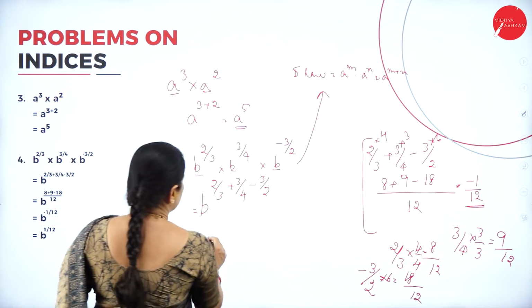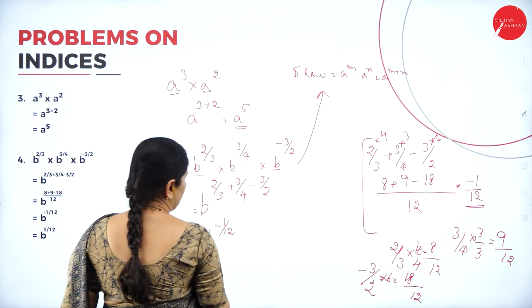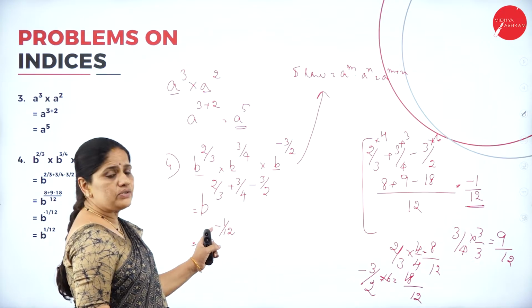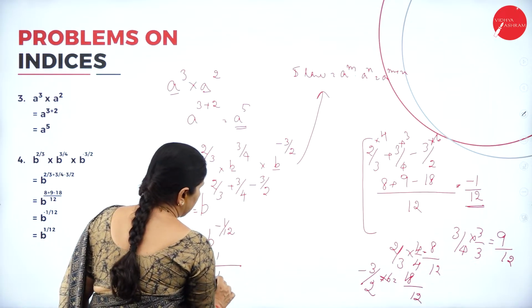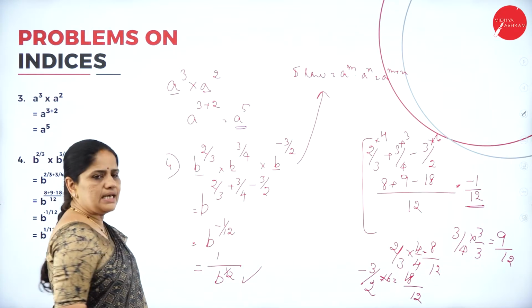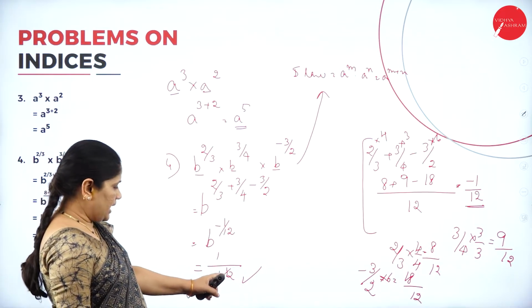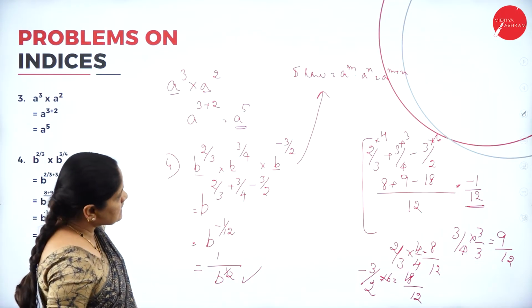So, I will write here b to the power of minus 1 by 12. As I had told you earlier, whenever there is a negative sign, I can always write it as a denominator. So, 1 by b to the power of 1 by 12. So, this is the right answer. Whenever there is a minus sign, you can shift it to the denominator and take away the minus sign.